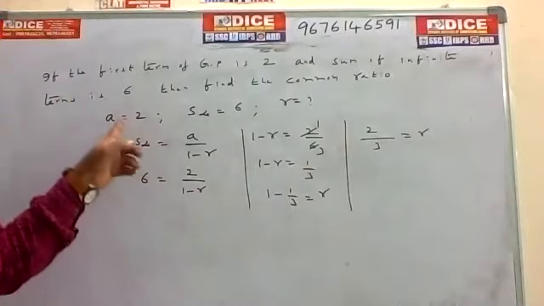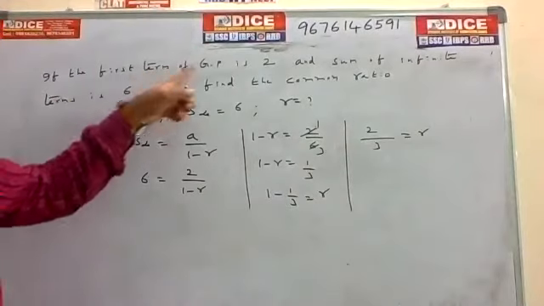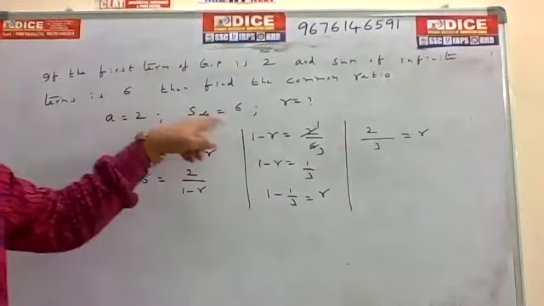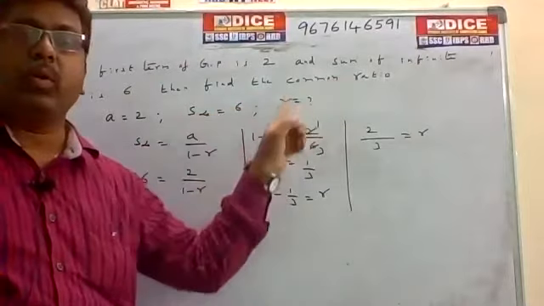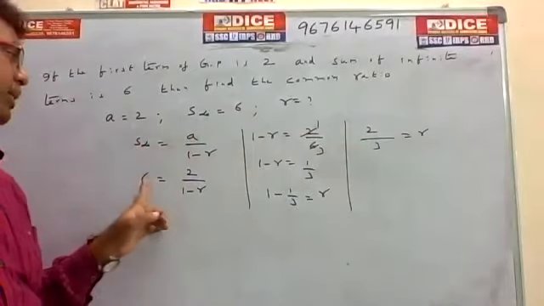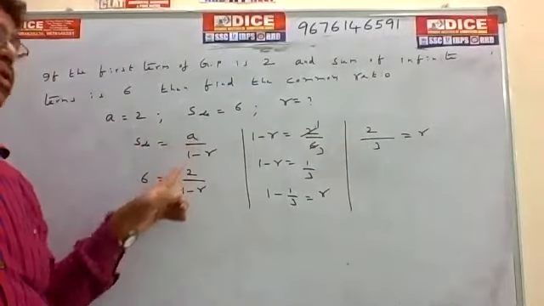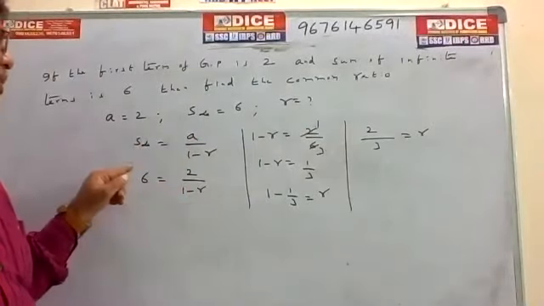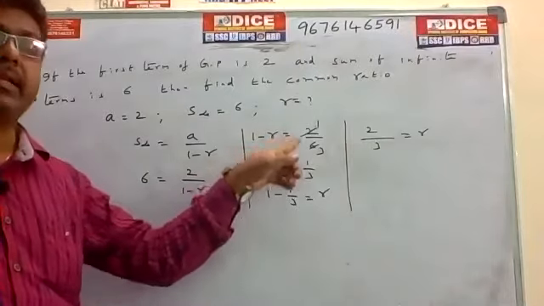Given A, the first term, is 2, S infinity is equal to 6, and R is the common ratio, find R. So what is the formula? S infinity formula is A by 1 minus R. 6 is equal to 2 by 1 minus R. So 1 minus R, 6 goes downwards, 1 minus R is equal to 2 by 6.